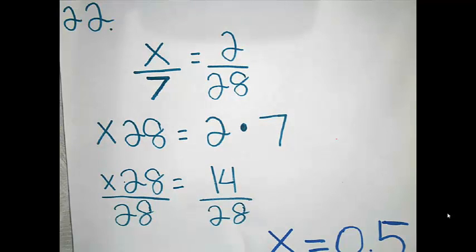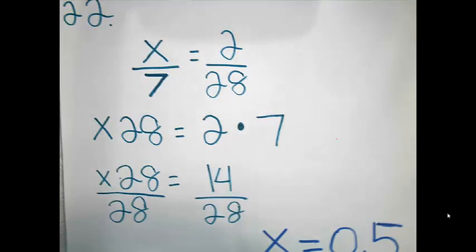Number 22. X over 7 equals 2 over 28. X times 28 equals 2 times 7. Since 28 is next to x, you divide 28 on both sides. So 28 divided by 28x equals x. 14 divided by 28 equals 0.